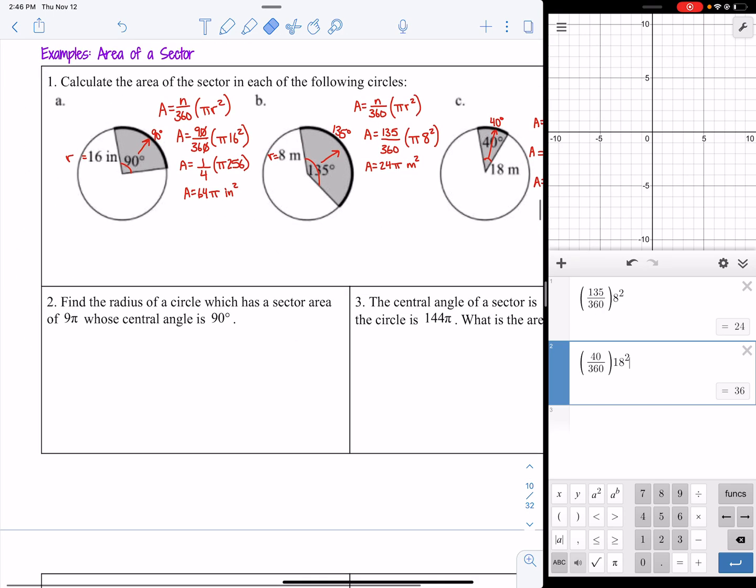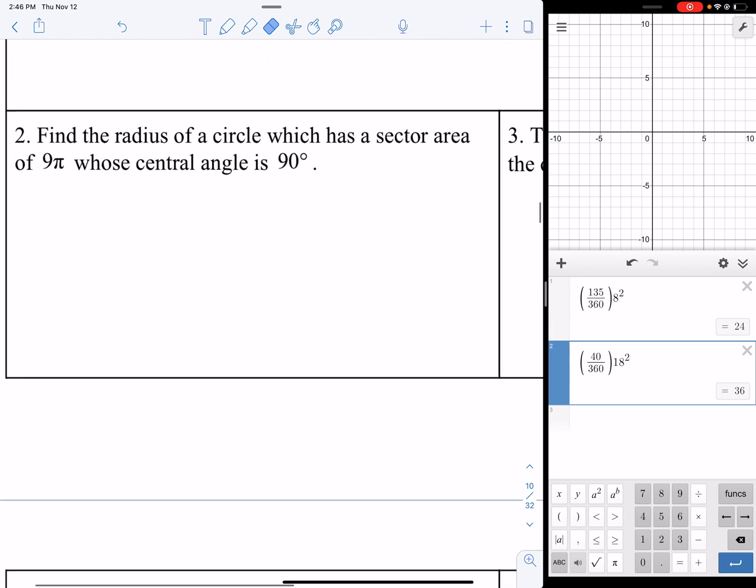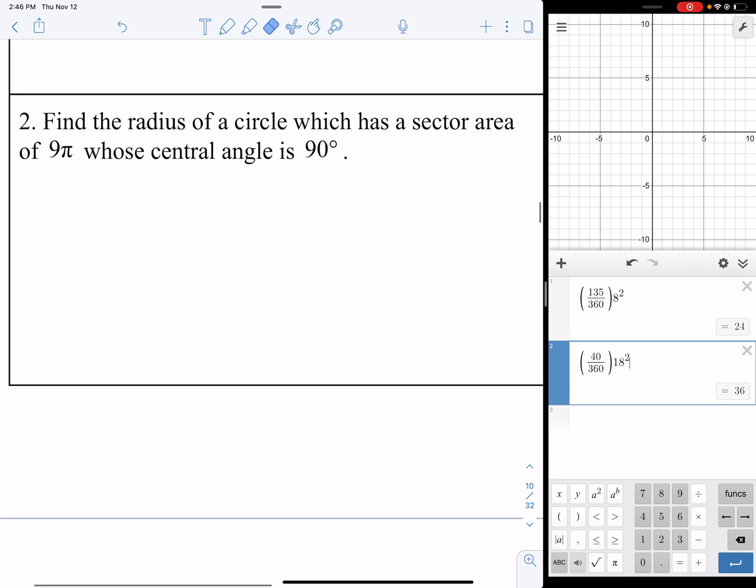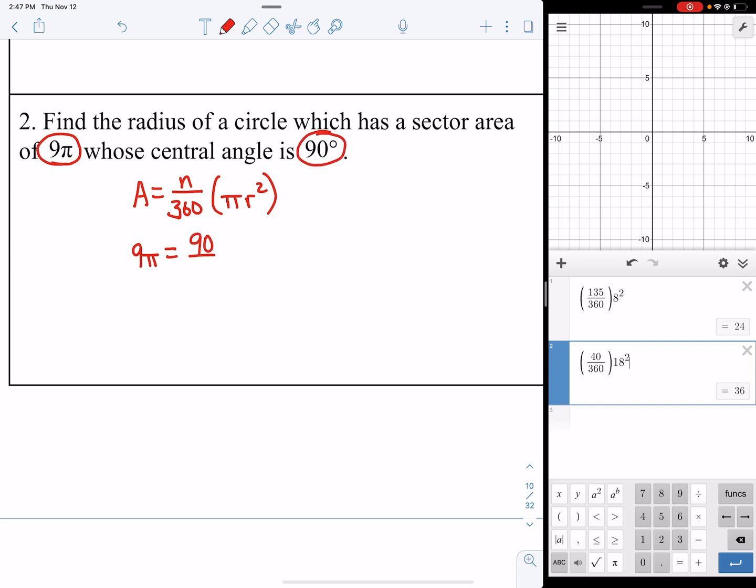All right, let's look at another one. This one says, find the radius of a circle which has a sector area of 9 pi and whose central angle is 90. So let's write out our formula. The area of a sector is n over 360 times the area of the whole circle, which is pi r squared. We're trying to find the radius, and we know that it has a sector area of 9 pi. So we fill that in. And the central angle of 90, so we fill that in for the n. And we can solve for the radius.